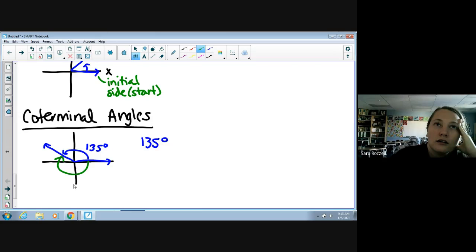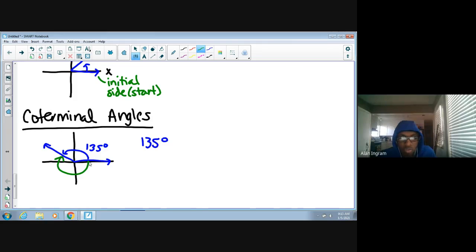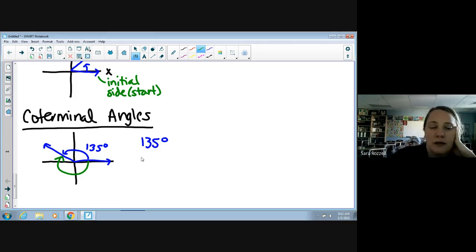125. Close. 225. Yeah, 225. You had the 25 right. So it would be 225, but it's not going to be positive 225. It's going to be negative 225 because we're going backwards. So negative 225 degrees. So that's another way that we could represent it.